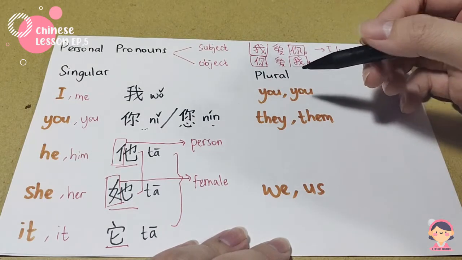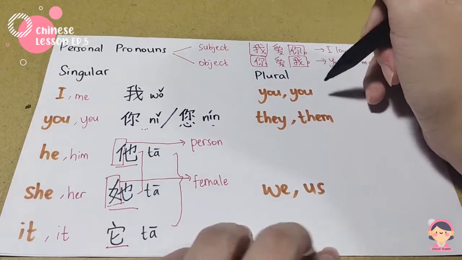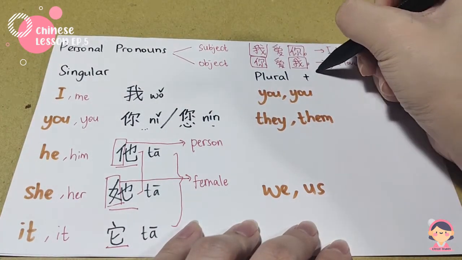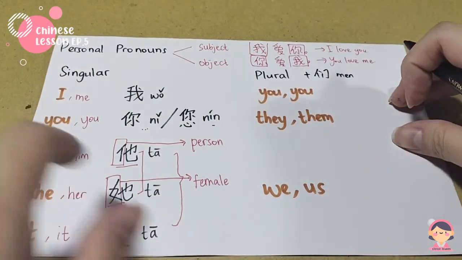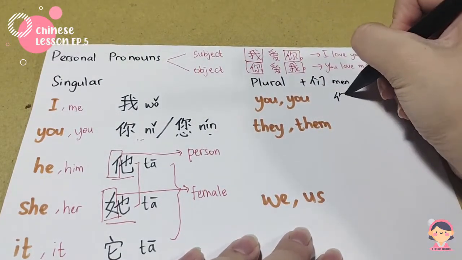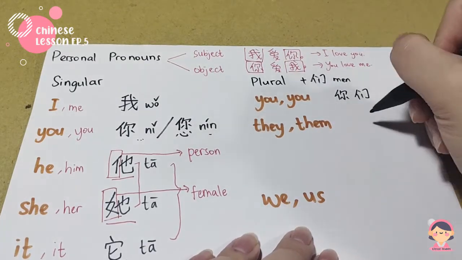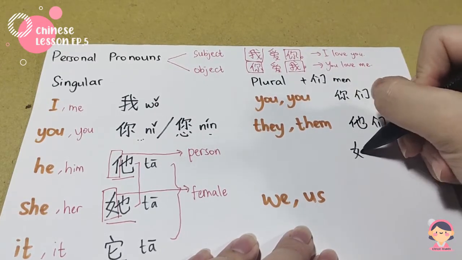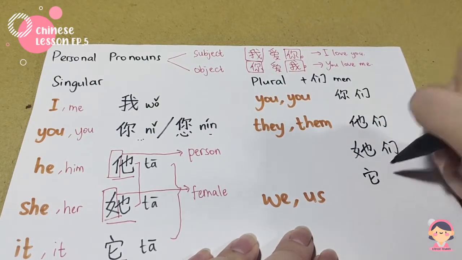In plural, we have you, they, and we. And it's pretty easy for plural. We just need to add men after the singular form. So you is 你们, and they are 他们, 她们, and 它们.